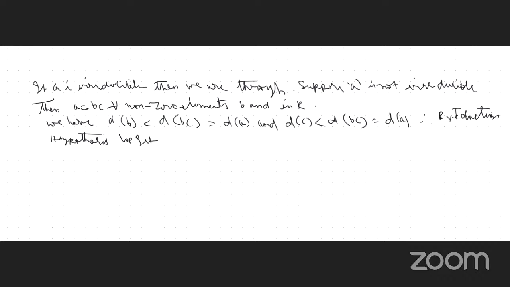we obtain B equals P1, P2, etc., Pn and C equals R1, R2, etc., Rm, where the Pi's and Rj's are irreducible.